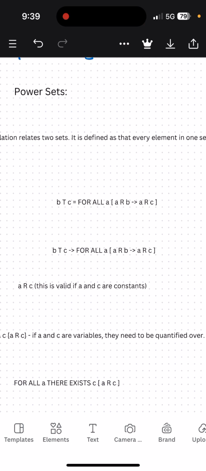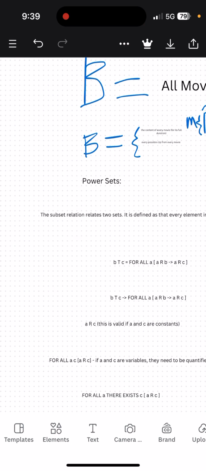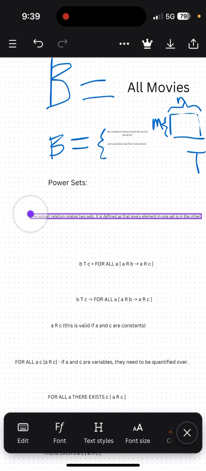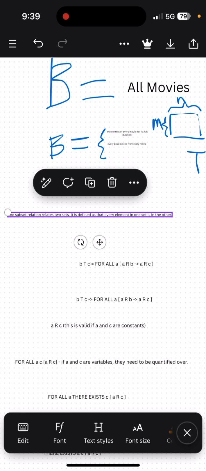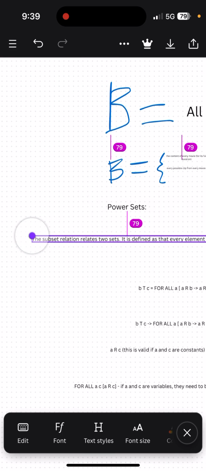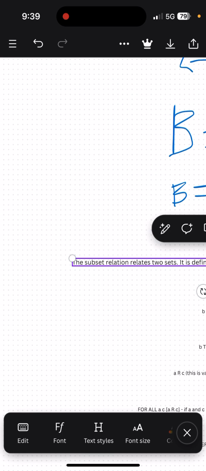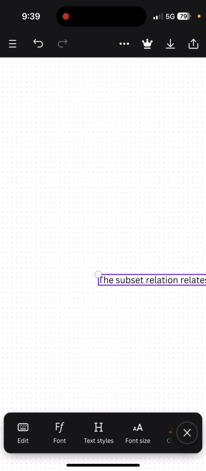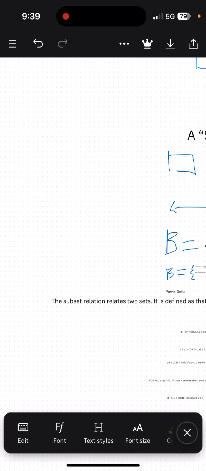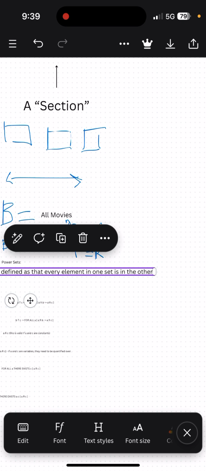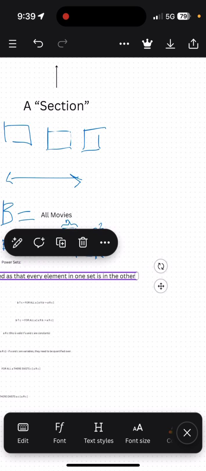One second. How do I make it smaller? There we go.